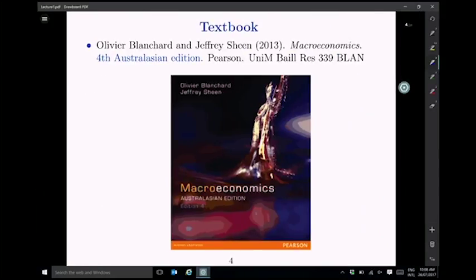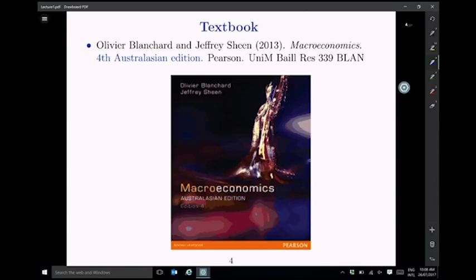Now, the textbook that we will use is this textbook, the 4th edition, Australian Asian edition, Macroeconomics by Blanchard and Shin. This book was first published in 2013, and it hasn't been updated yet. Someone asked me if you can use the previous edition, like the 2nd or 3rd edition. My answer is yes, but you should be careful, because with the 4th edition, the authors rearranged some chapters. The page numbers wouldn't be the same as the previous edition.